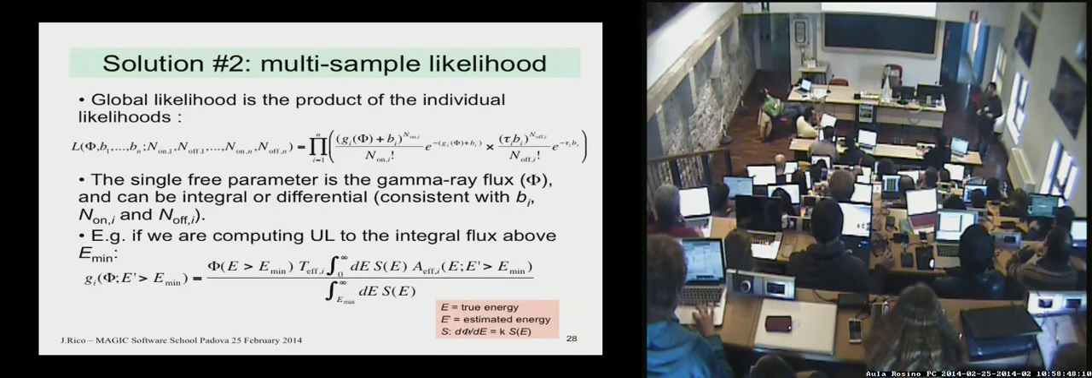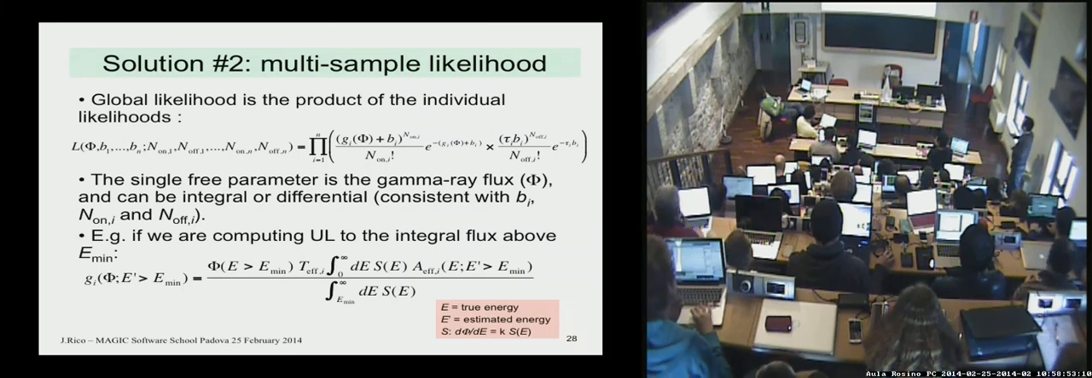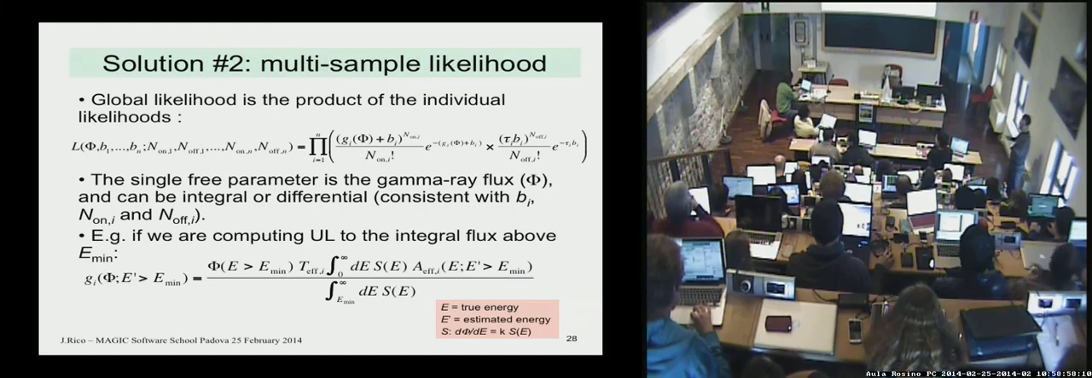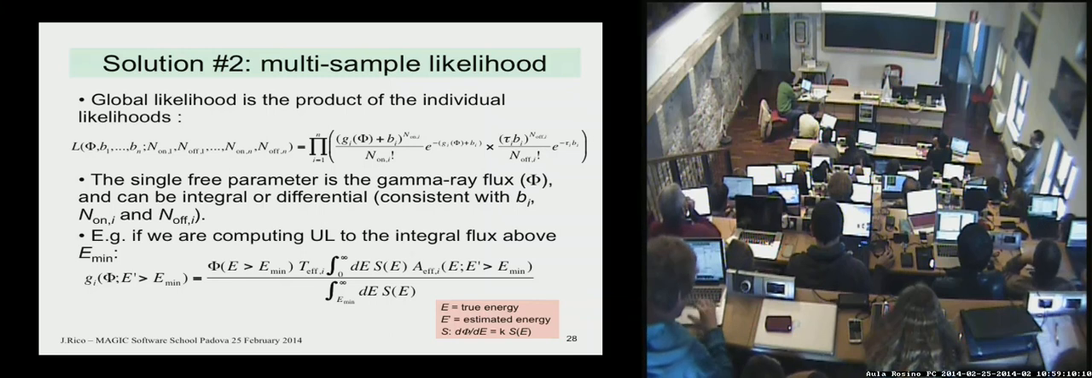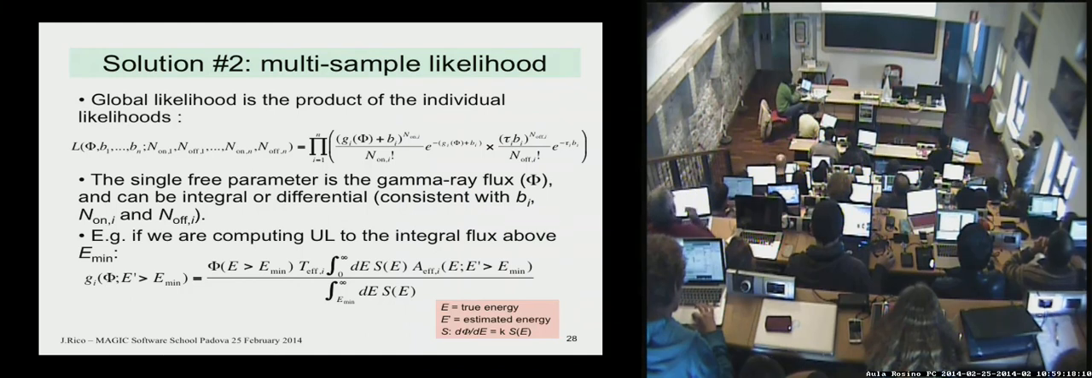So now, the second solution, which I think is more exact because it doesn't take any average, is to write down the global likelihood as the product of the individual likelihoods, as you were suggesting, right? I will explain later that the free parameter cannot be the number of gamma rays. It has to be something which is common to all the samples. For example, the gamma ray flux, the average that you are trying to measure or put a limit to. It will contain all these nuisance parameters, B1 until Bn.